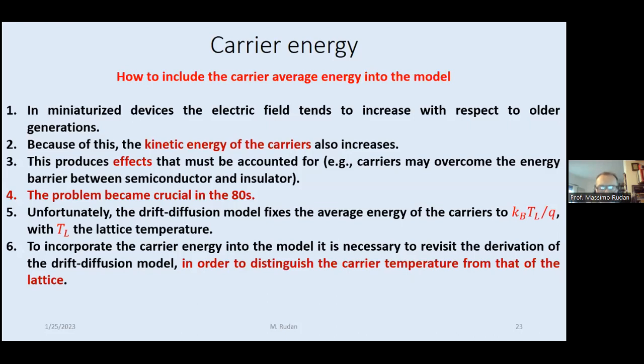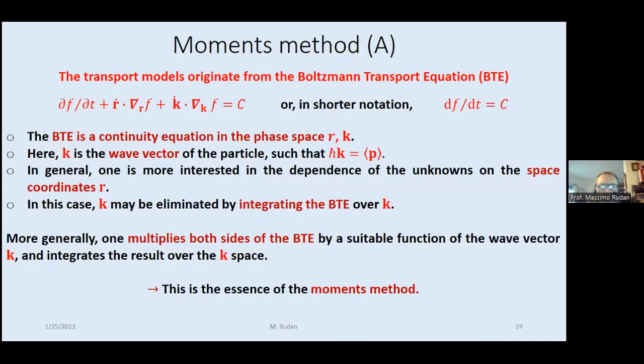So we must revisit the derivation of the drift diffusion model in order to be able to incorporate into the description also the energy of the carriers. The starting point is the Boltzmann equation that is visible in the first line. The Boltzmann equation has, besides the time dependence, six independent variables that are the three space variables R and the three variables K, the K vector. Very often, it is not important to describe the dependence on the K vector. So an easy solution for that is integrating the equation over K and recovering an equation that depends only on space and possibly on time.